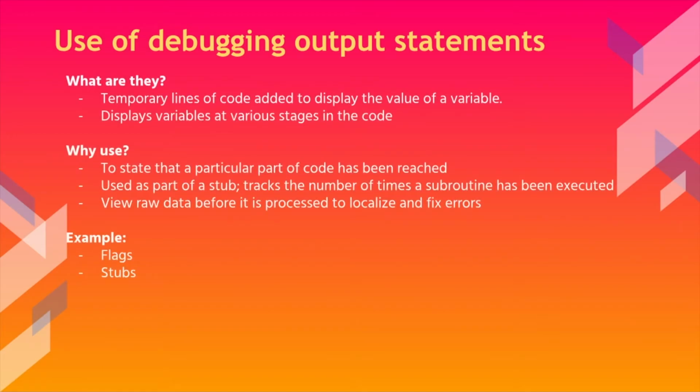Debugging output statements are temporary lines of code added to display the value of a variable. They display variables at various stages in the code. They may also be used to state that a particular part of the code has been reached. Outputs are used as part of stubs. Stubs track the number of times a subroutine has been executed. The programmer views raw data before it is processed, which allows the programmer to localize and fix these errors.